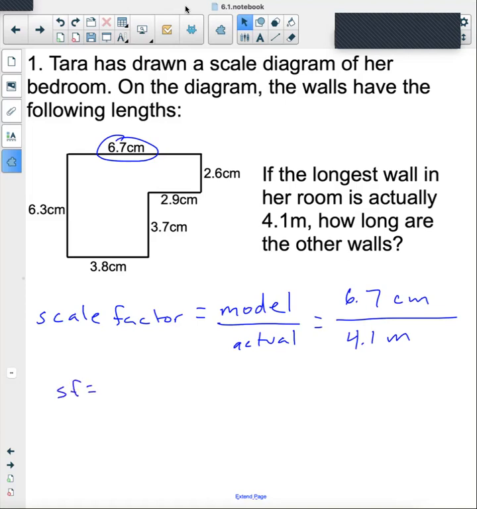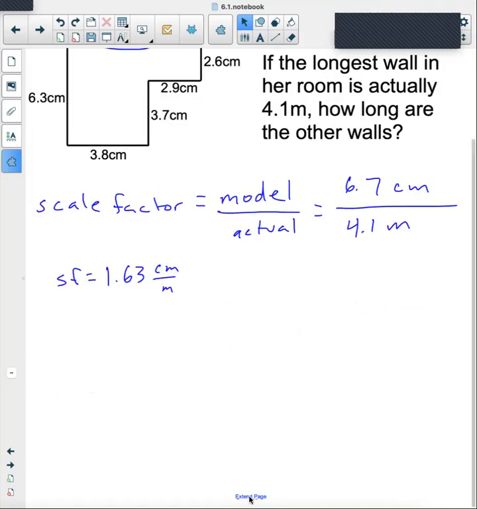So scale factor is 6.7 divided by 4.1. We put that into the calculator, and we get a scale factor of 1.63414... I'm just going to write 1.63. But do not round this number, because it's an intermediate calculation, not a final answer. So do not round this number here. So now we have found the scale factor.